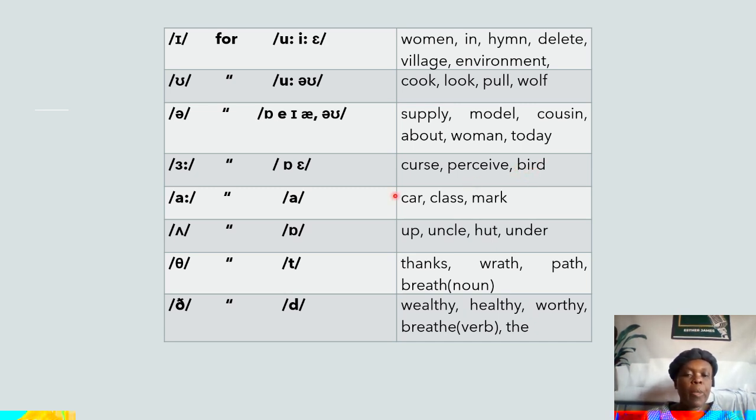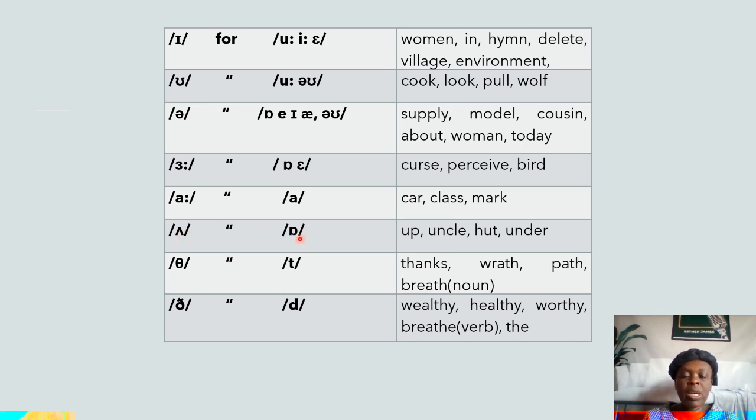Let's look at the next sound. We exchange that sound for this very sound. We say car, my car, instead of the wrong vowel. This is what you should use. Class. Are you having a class with me today? Will you have a class with me today? We have mark.